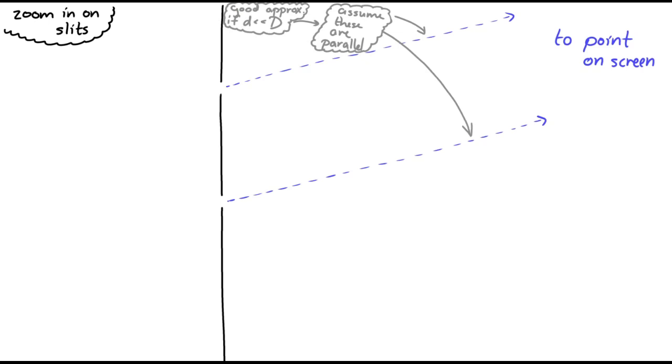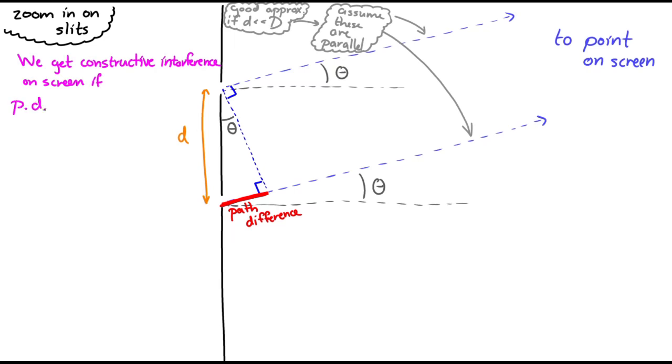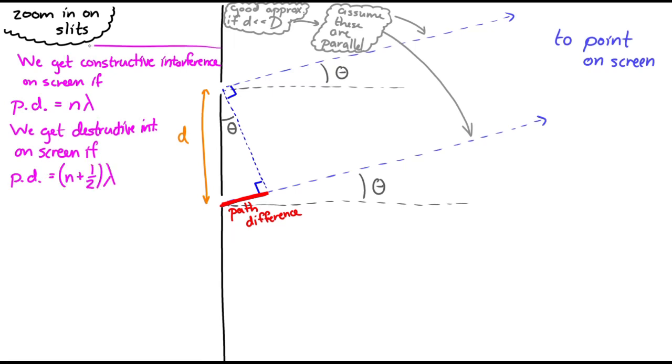Okay, so if we do that, here's our angle theta, and I'm going to draw this helper line again. This is perpendicular to the two rays, and here's the path difference, and here's theta, and here is little d. So we will get constructive interference on the screen if the path difference is equal to n times lambda. We will get destructive interference if the path difference is equal to n plus 1/2 times lambda. Those are our old conditions for constructive and destructive interference.